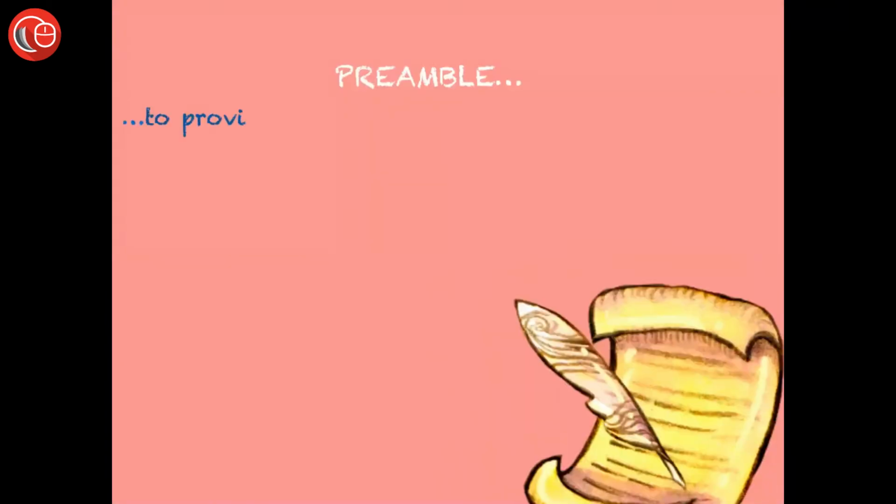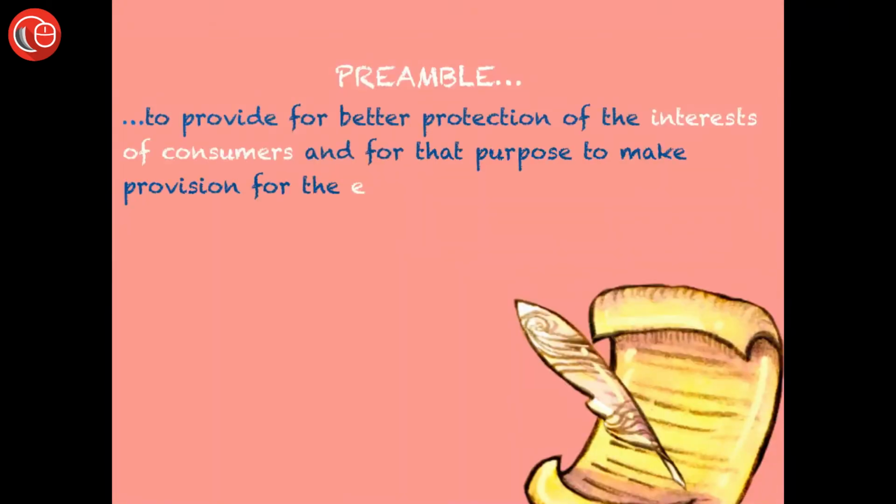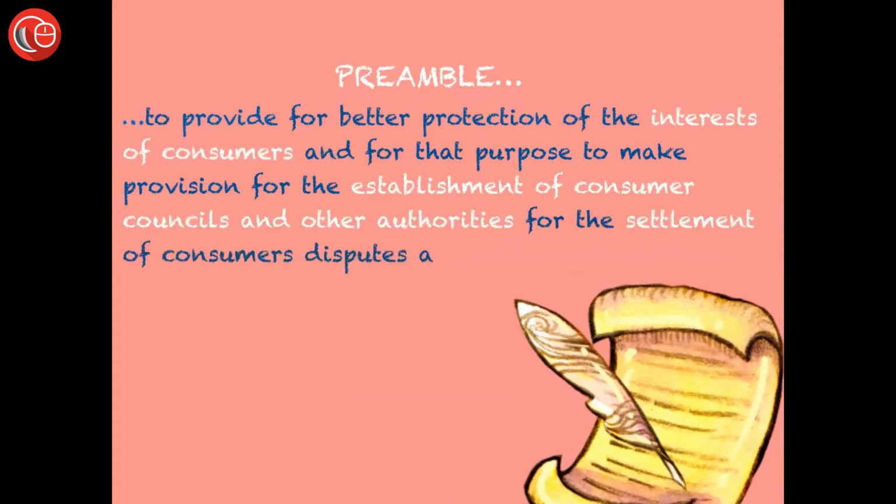So this is a very small excerpt from the preamble of this act, which reads, it says, the aim of this act is to provide for better protection of the interests of the consumers and for the purpose of making provision for the establishment of consumer councils and other authorities for the settlement of consumer disputes and for matters connected therewith. So these words highlighted in white color actually form the base of this act.